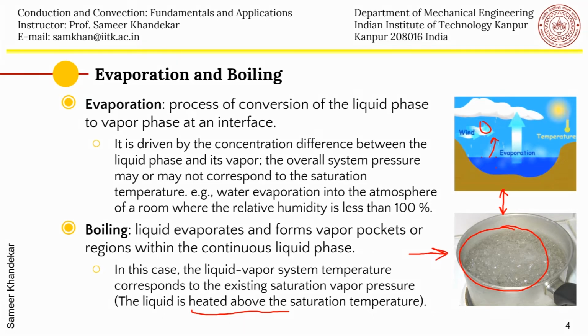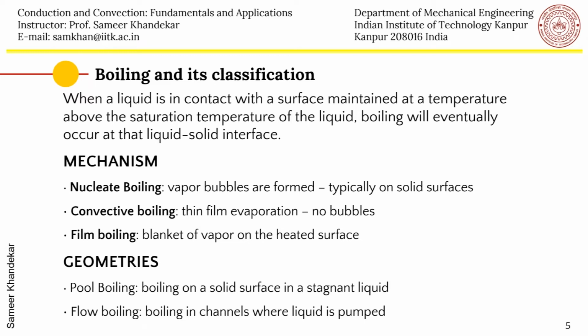So when a liquid is in contact with a surface maintained at a temperature above the saturation temperature of the liquid, boiling will eventually occur at that liquid solid interface. Now there are various mechanisms of boiling. They are named as, these are new keywords to you: nucleate boiling, convective boiling, and film boiling. In nucleate boiling, whenever we say nucleation, that means vapor bubbles are being formed. So whenever bubbles are formed, typically on a solid surface, we call it nucleate boiling. Then convective boiling is when no bubbles are formed, but a thin film evaporation is taking place.